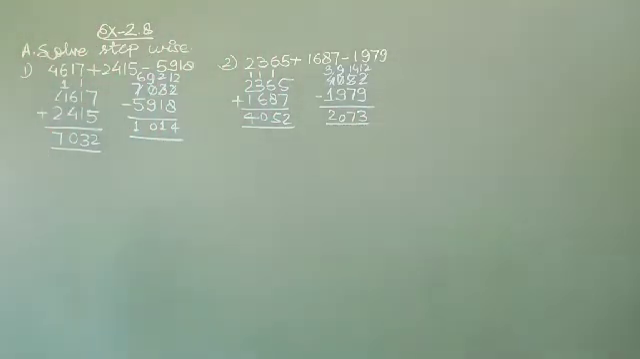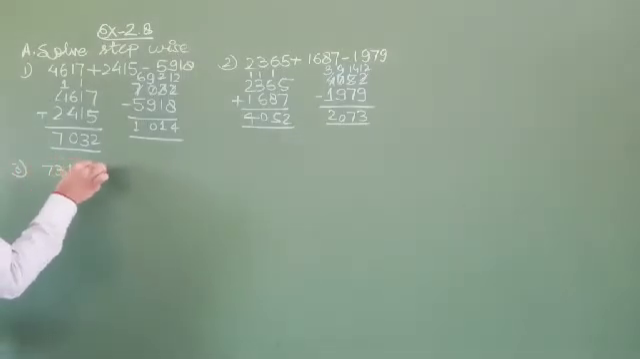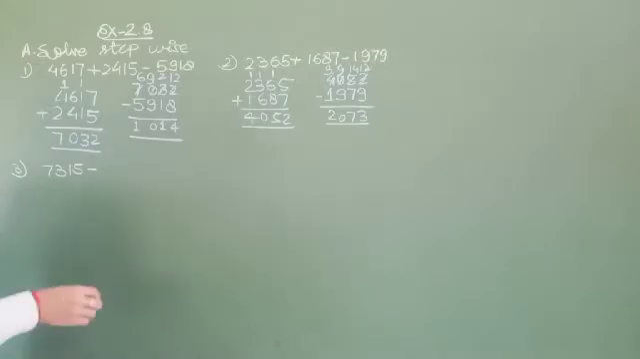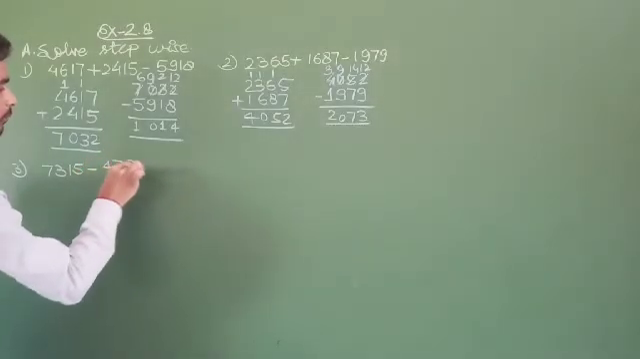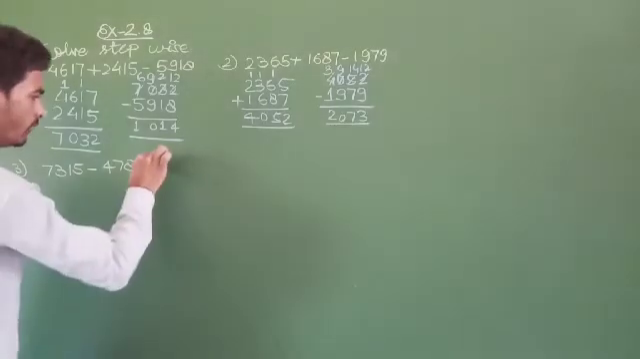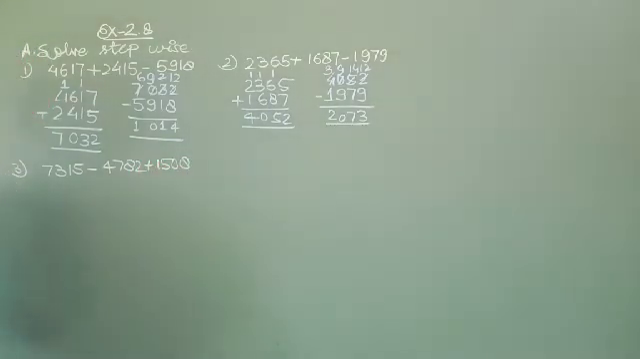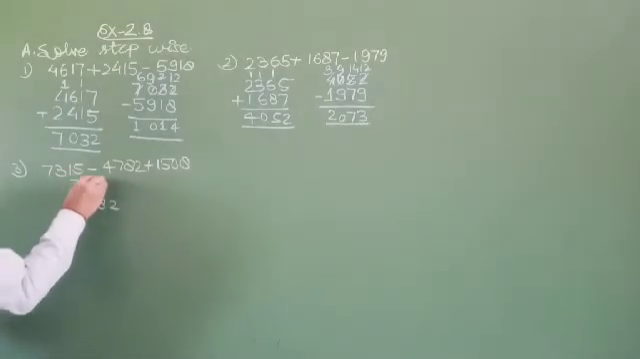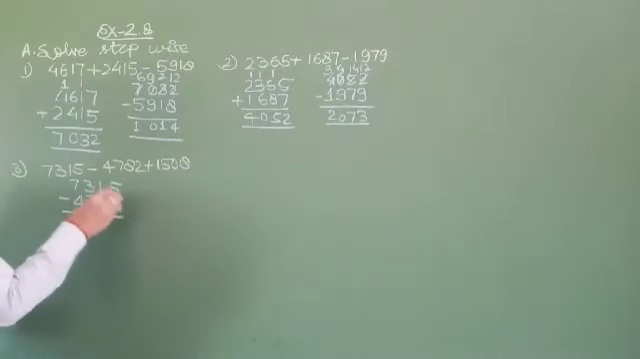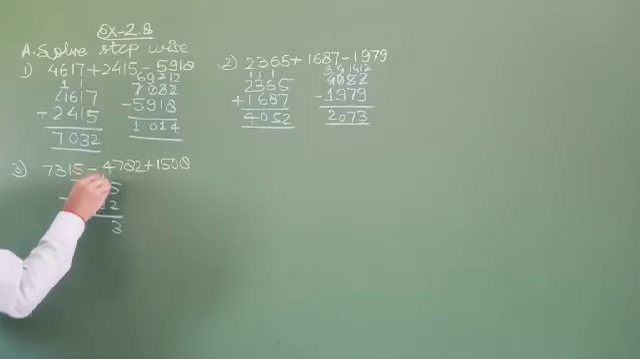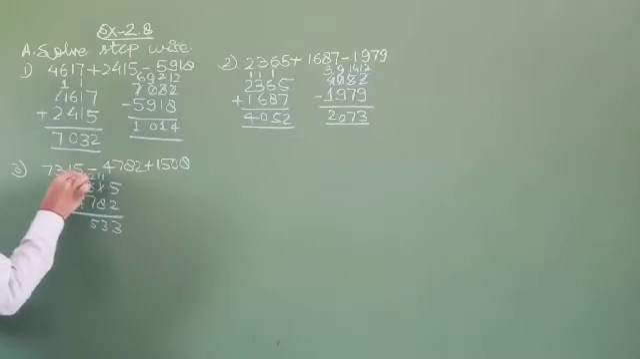Now come on to the next question, question number 3, and what is it? That is 7315 minus 4782 plus 1508. Firstly we have to subtract 4782 from 7315. 5 minus 2 is 3, 11 minus 8 is 3, and 12 minus 7 is 5, and here 6 minus 4 is 2. That is 2533.